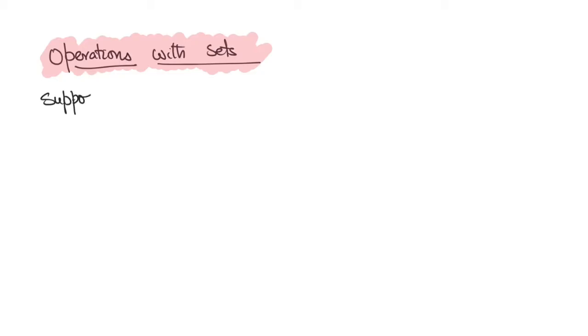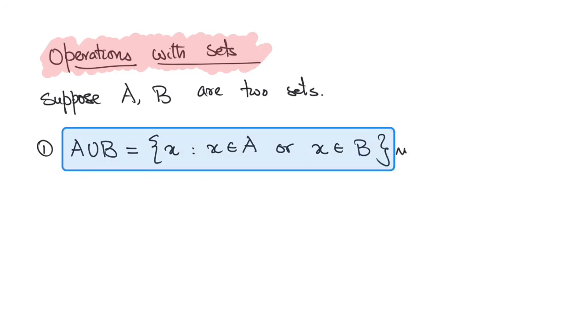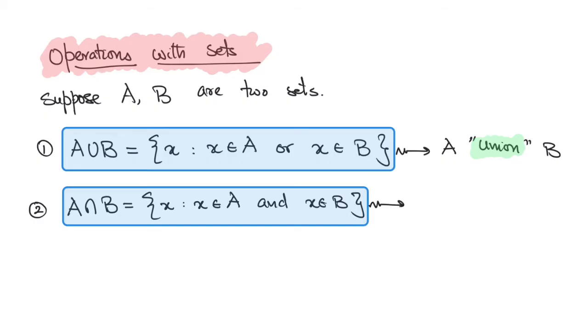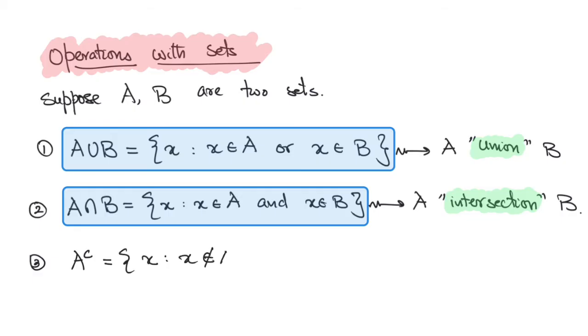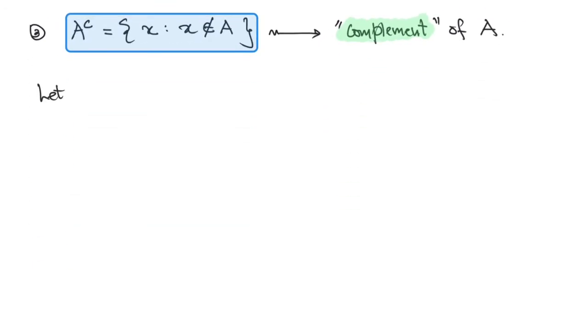Suppose we have two sets A and B. We can describe the union of two sets, which is the set of all elements which are contained in either A or B. This is sometimes notated as A union B. The intersection of A and B is the set of all elements that are contained inside both A and B. This is sometimes said as A intersect B. And finally, the complement of the set A is the set of all elements that are not inside A. This is called the complement of A.